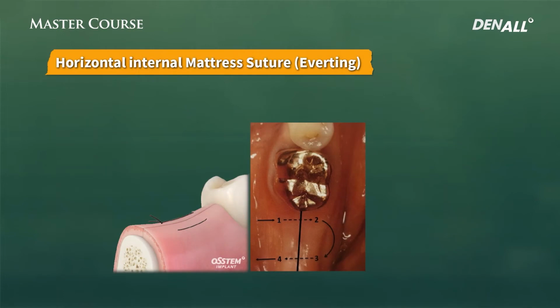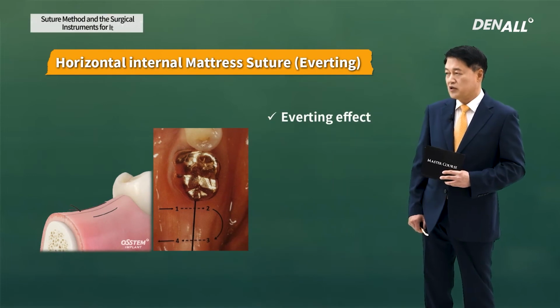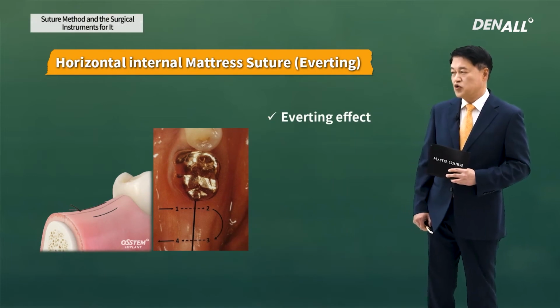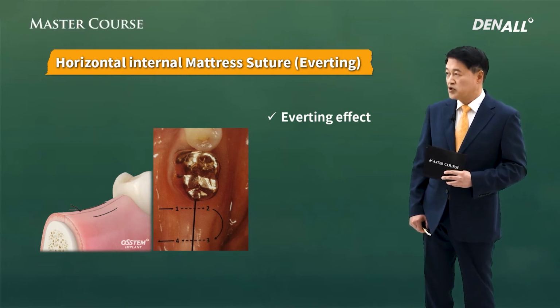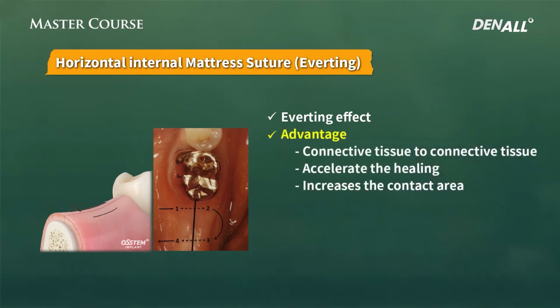First, let's look at the horizontal internal mattress suture. As I told you before, it's for the everting effect. As you can see, on the buccal side it goes in, goes out on the lingual, goes into the lingual again, and goes out buccal again. So the horizontal internal mattress suture is that way, and it has the everting effect, and it allows connective tissues to meet, accelerating the healing and increasing the contact area.